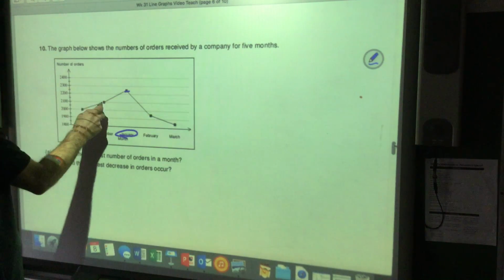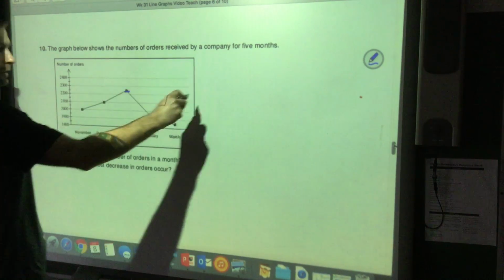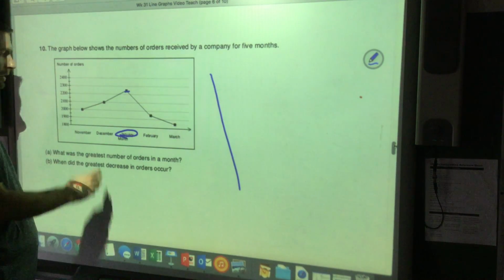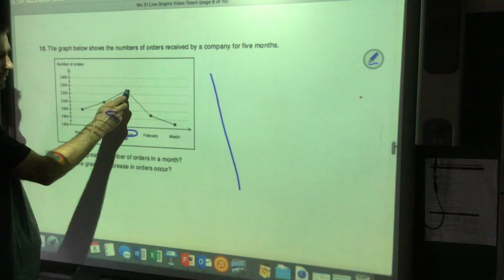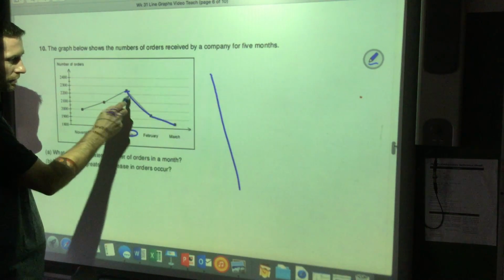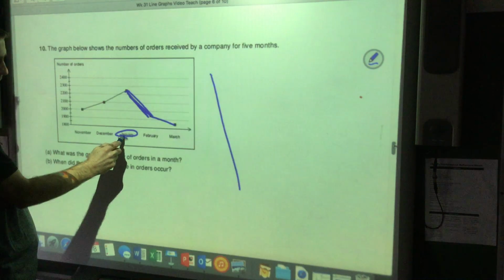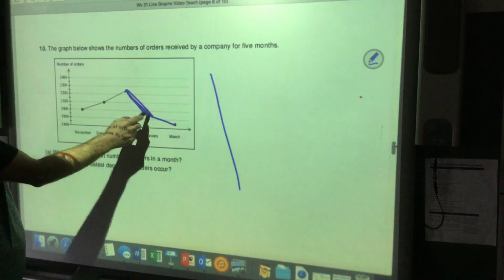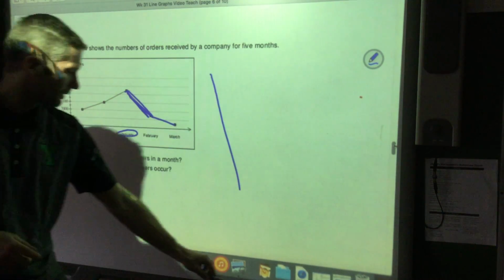When did the greatest decrease in orders occur? So the greatest decrease, since they're all evenly spaced, would be the one that drops the steepest, okay? So the steepest decline, these are my two declines. This one's greater. So between January and February. Greatest decrease here, January to February, so February.